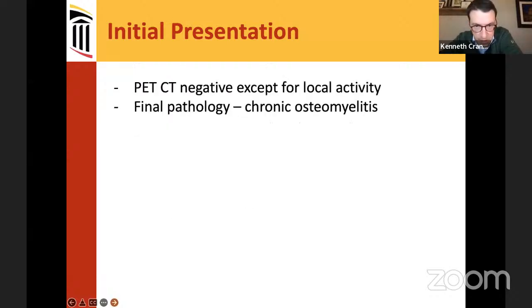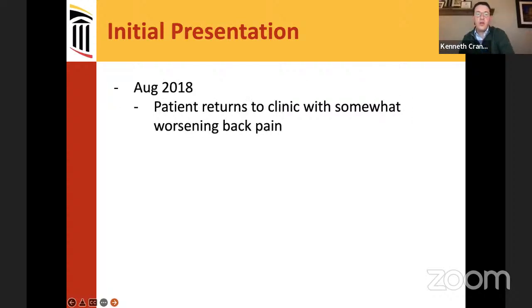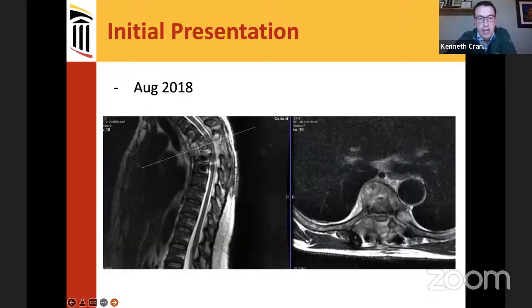PET-CT was negative, and the final pathology came back as chronic osteomyelitis. So she was treated with antibiotics. She returned a couple months later with worsening back pain and now had this image where she was developing a worsening kyphosis, and she had some cord compression.